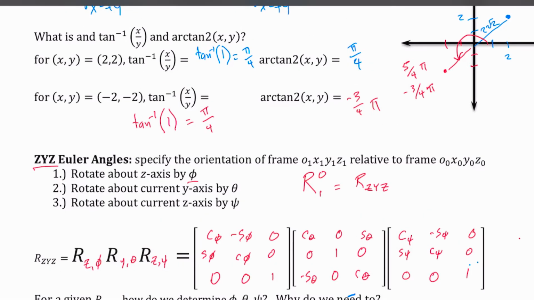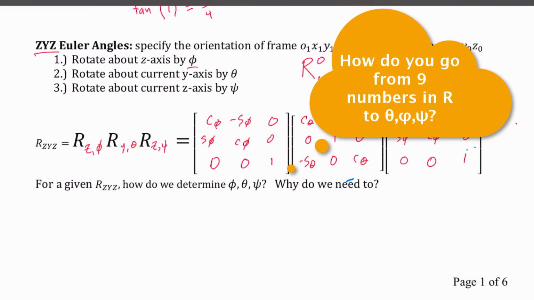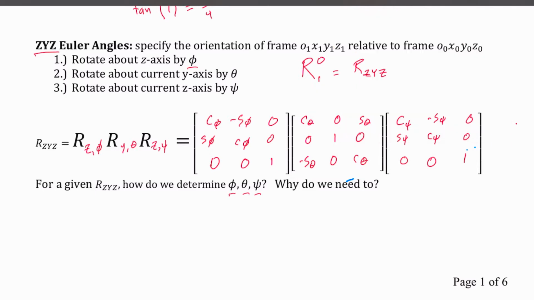Now the question of the day is, if somebody gives me a ZYZ, how do we determine what these angles are? And a bigger question is, why do we even care about it? Well, we need this for the inverse kinematics. Somebody's going to tell you, I want the robot arm to be at such and such an orientation, and you've got to figure out how we should move each of the motors so that we can achieve that orientation.